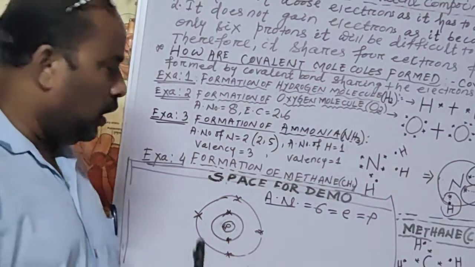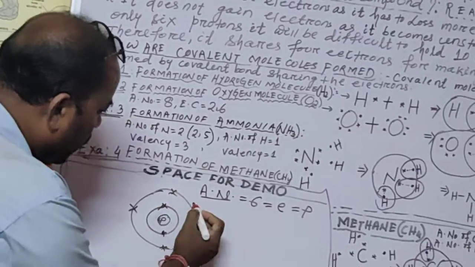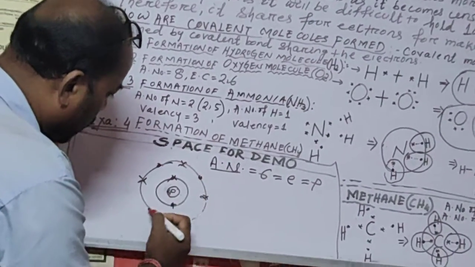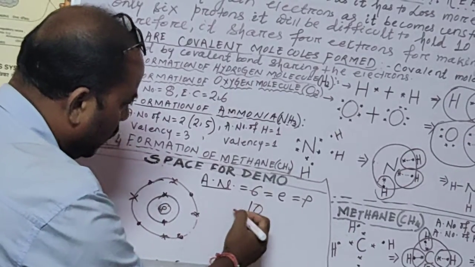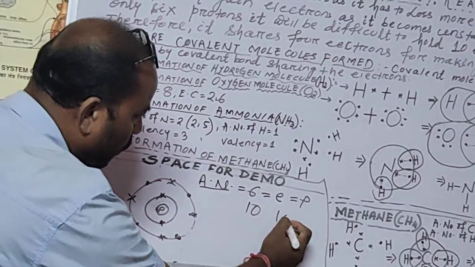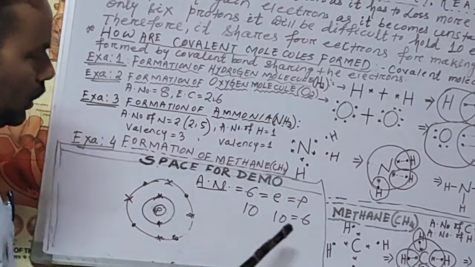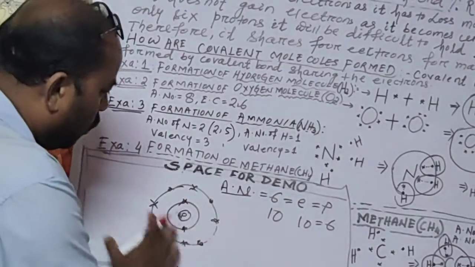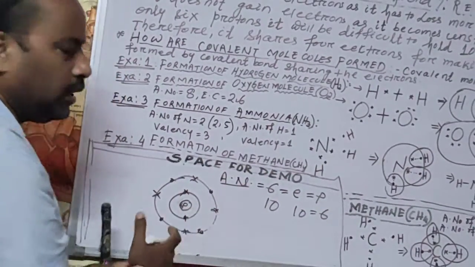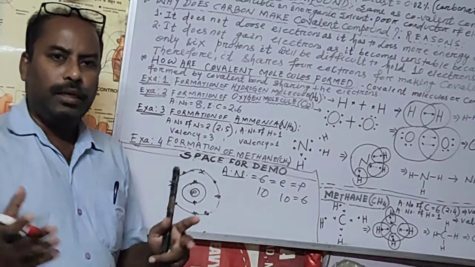Are you clear? Now we have to see, if it gains 4 more electrons from outside, then the total number of electrons will be 10. Its electron number will be 10, but the proton number will remain 6. So with 6 protons, it is very difficult to hold the 10 electrons, as it becomes unstable, because an atom always remains electrically neutral.